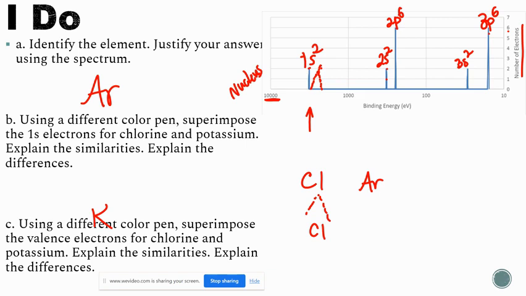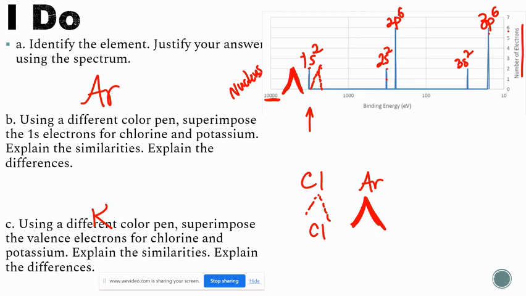So because of that, I'm going to have to do this in a darker red, that's going to be the way I draw it. It has a higher effective nuclear charge, so it's going to be harder to pull that electron off than argon's. Make sense? Yes. All right.